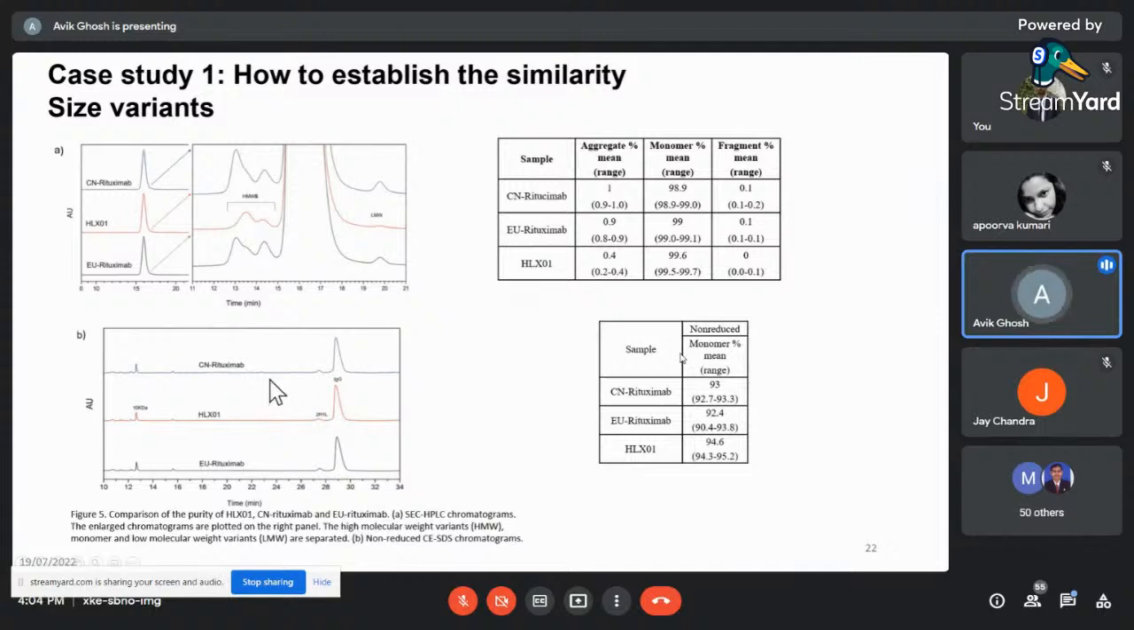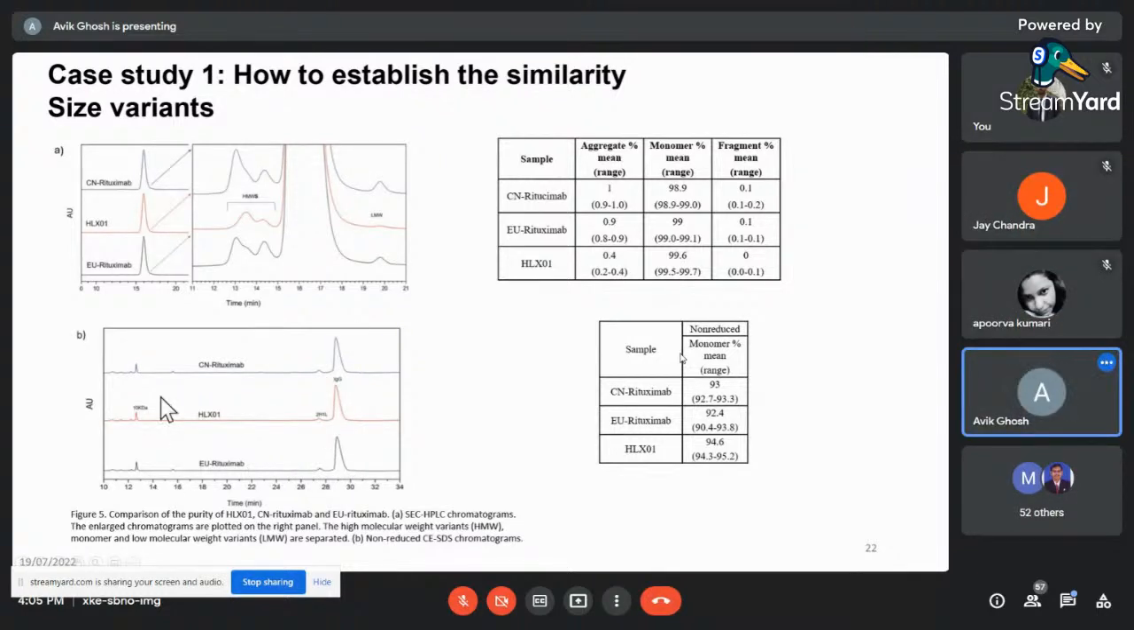Okay. Similarly, for fragment analysis, this is a CE-SDS spectra, where this big peak is the actual monomer, the actual rituximab, and these small peaks are different fragments. And as you see over here, if I try to see how much is that big peak present in there, in this biosimilar product it is more. So basically, this biosimilar product has fewer fragments than these two rituximab products. Which is again good.